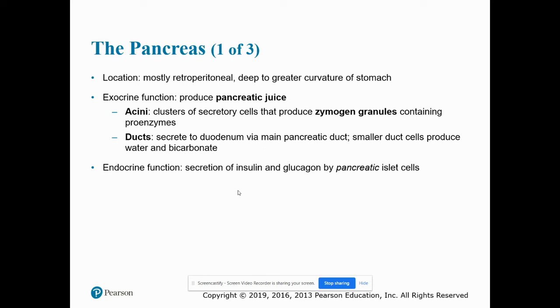The pancreas has both exocrine and endocrine functions. The exocrine function is to produce pancreatic juice. So there are these acini, and these are clusters of secretory cells that produce zymogen granules containing proenzymes. And then there are ducts that secrete to the duodenum via the main pancreatic duct. And smaller duct cells produce water and bicarbonate. And then the endocrine function we talked about in chapter 16, that's the secretion of insulin and glucagon by pancreatic islet cells.